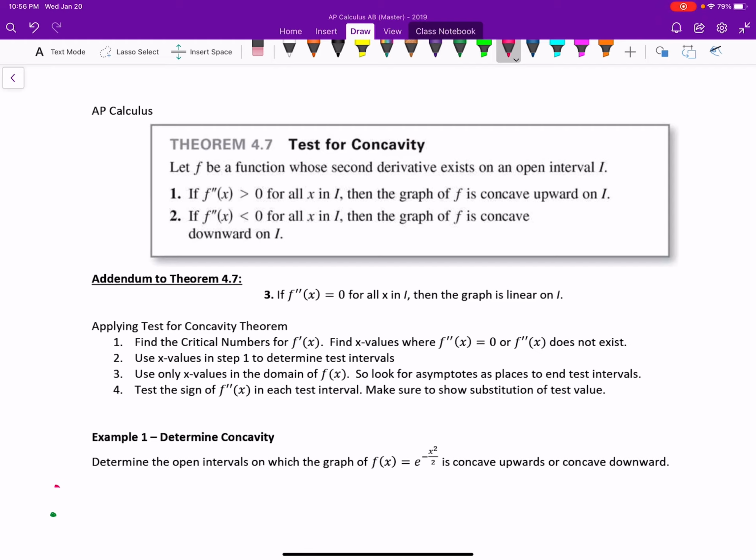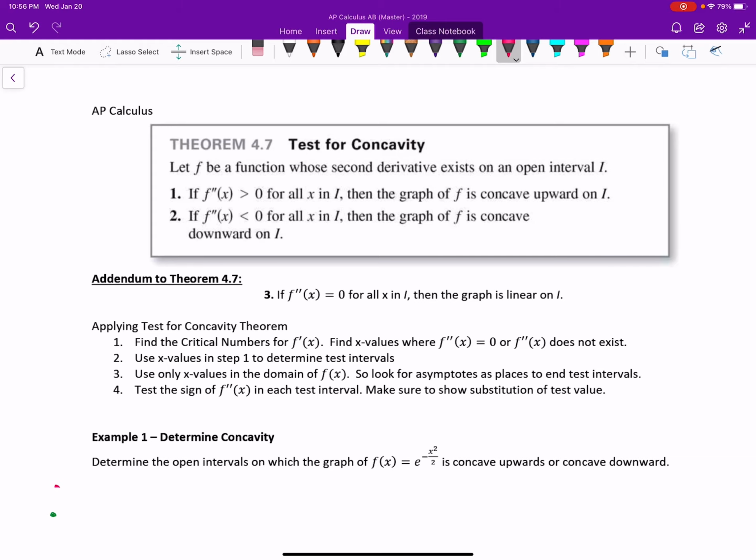Use only x values in the domain of f of x. So look for asymptotes in some places, and they're going to be endpoints of test intervals as well, because behavior can change at an asymptote. So we need to find critical numbers and possibly asymptotes. A lot of times those asymptotes will show up in those critical numbers, but it's worth being aware of. And then test the sign of f double prime in each of those testing intervals, just like when we did increasing and decreasing on a function.